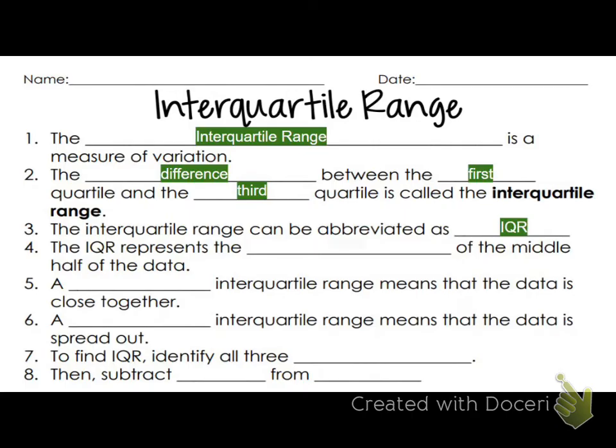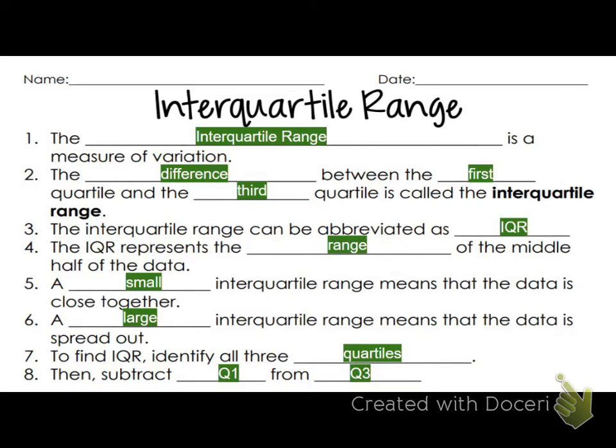So the IQR represents the range of the middle half of the data. So we're literally taking the middle section of it. If you have a small interquartile range, it means that the data is close together. So the smaller the number, the closer the data is. If you have a large interquartile range, it means that the data is spread out. In order to find the interquartile range, you have to find all 3 quartiles. So Q1, Q2, and Q3. Then you're going to subtract Q1, so quartile 1, from quartile 3. Just like we do with our minimum and maximum when we're finding the range normally.